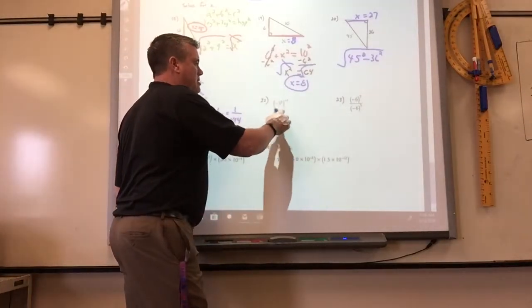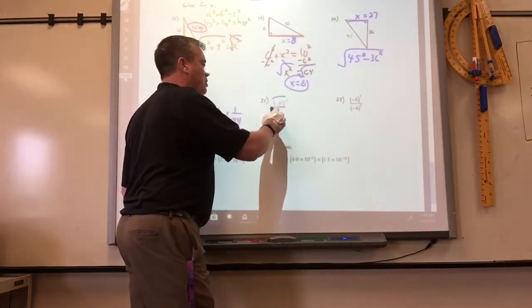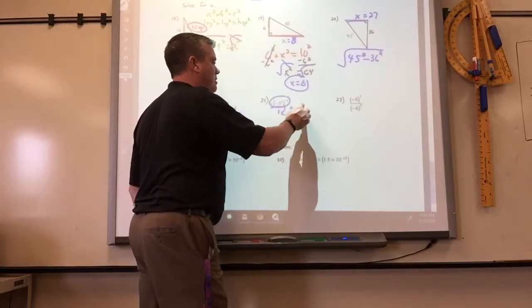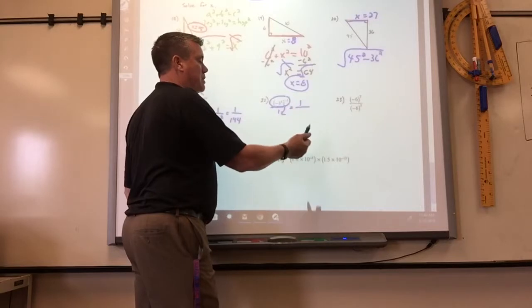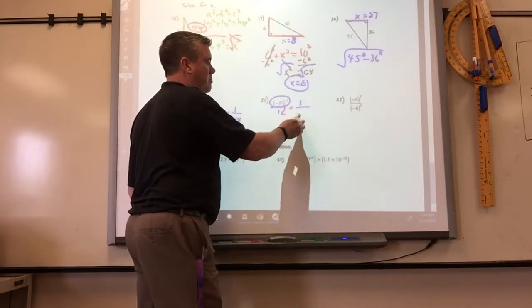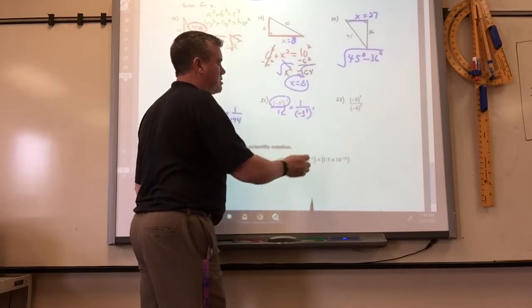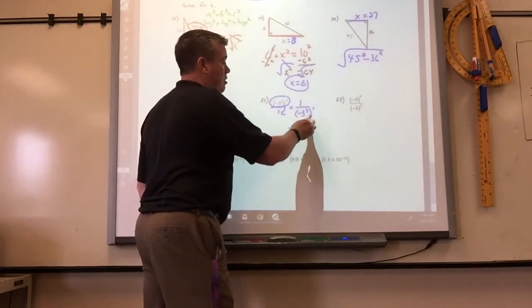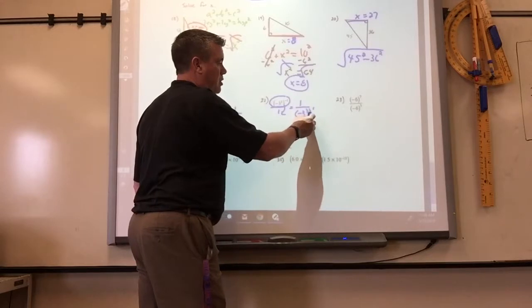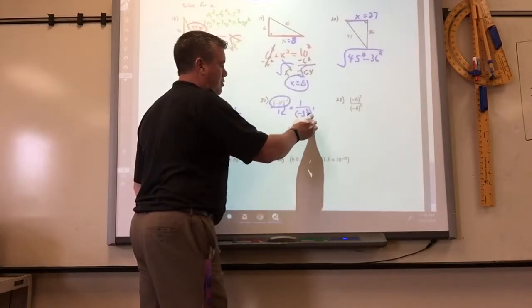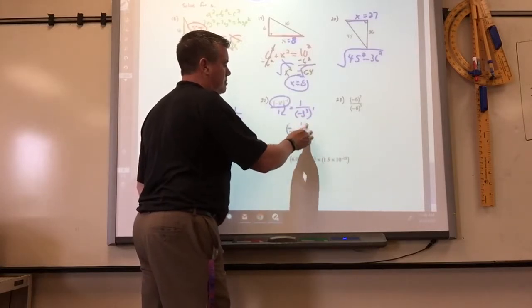This one, everything is to a negative power, so what I would do is just move it underneath. So everything goes underneath, which means there's nothing left, so you got to put a 1 on top. Negative 3 cubed to the first. So power to a power is just 3. Negative 3 to the third is negative 27.